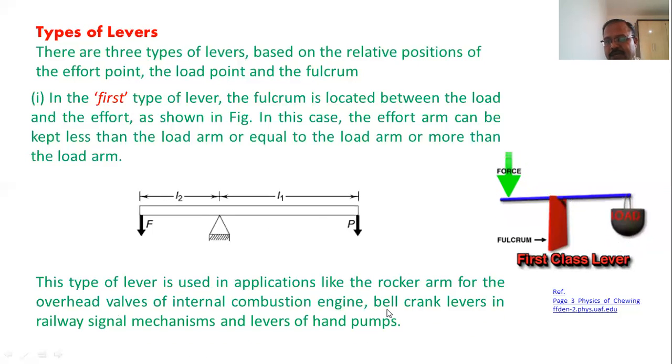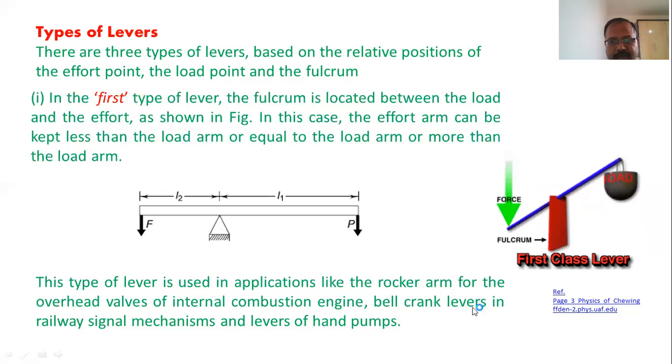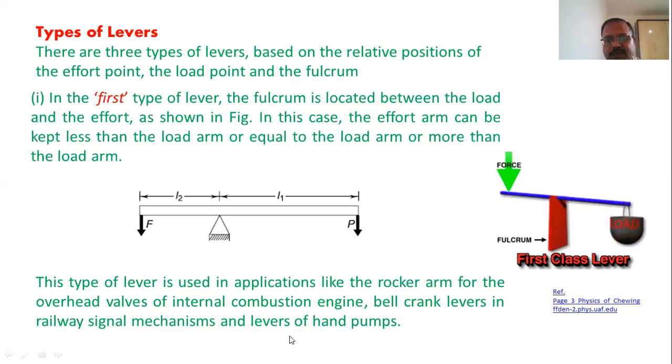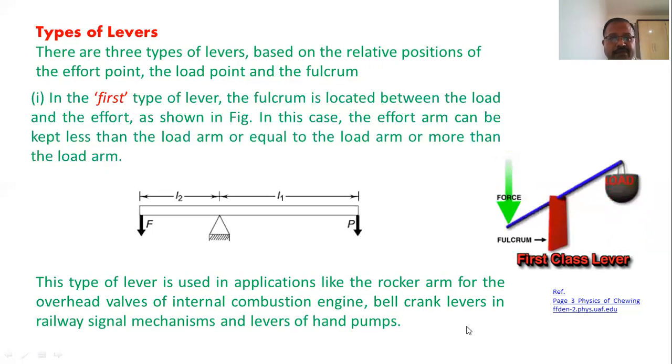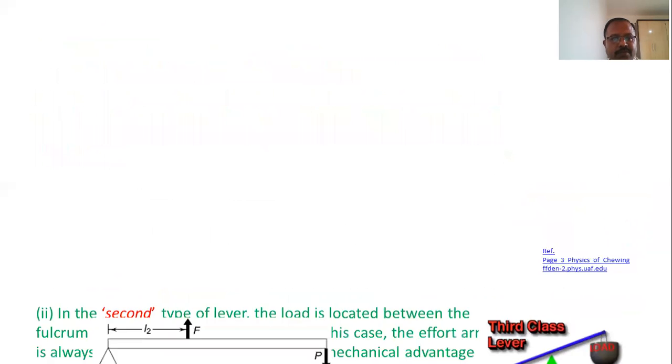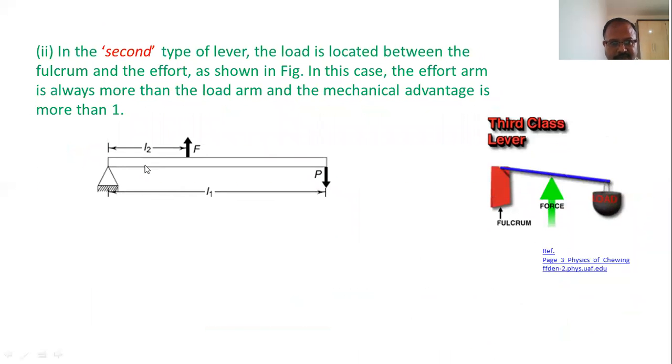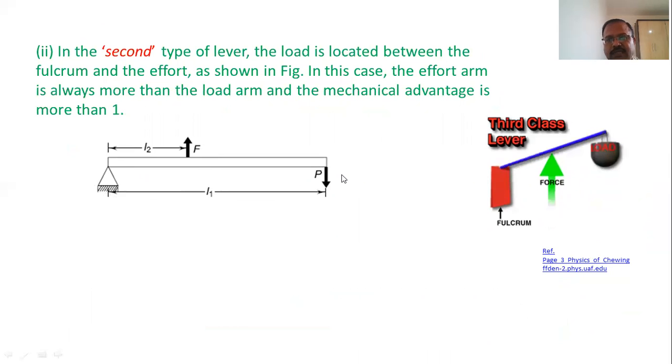We also find the application of such types of levers in bell crank levers used in railway signaling systems, and the best example is the lever of a hand pump. These are the most common and efficient levers used for mechanical purposes. The second type of lever is the lever in which the fulcrum is on one side, the load is in between, and the effort is at the other end.